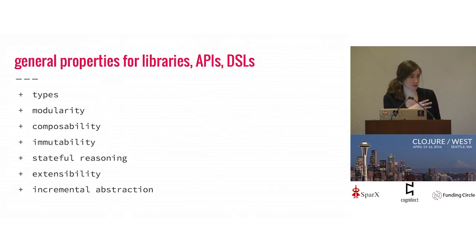And I just want to remind you of the general properties that I talked about. So if you are about to think about picking up a new library, API, DSL, or if you're thinking about implementing a library, API, or DSL, think about these things if they make sense in your context. Just think about them, please.